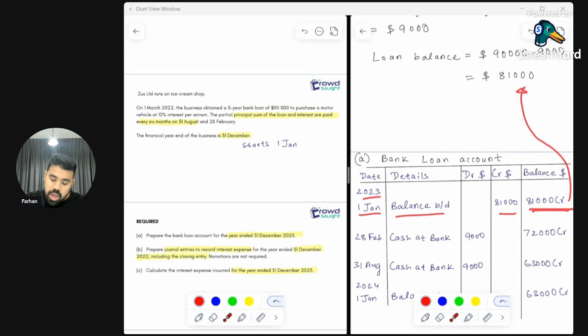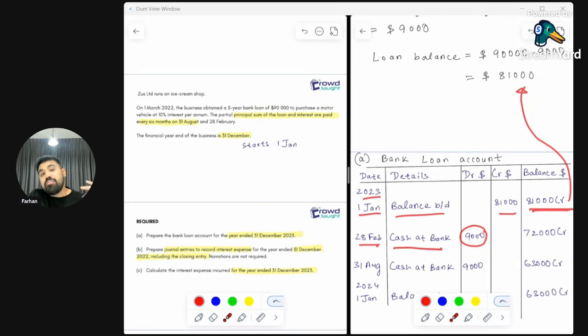Okay? Now, we know on 28th February, based on the company's policy, we're making a loan repayment. And when we're repaying the loan, our liabilities are going down, right? If liabilities go down, we debit it. So that's why on the debit side, we have included $9,000, which is the regular repayment that we make every 6 months. Now for the details, we have written cash at bank.